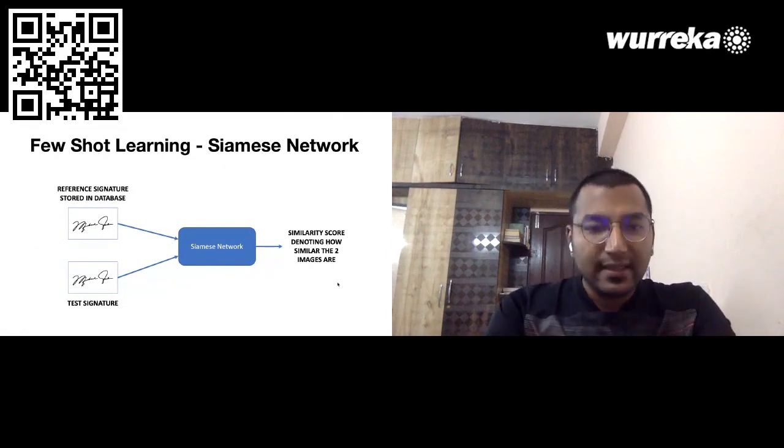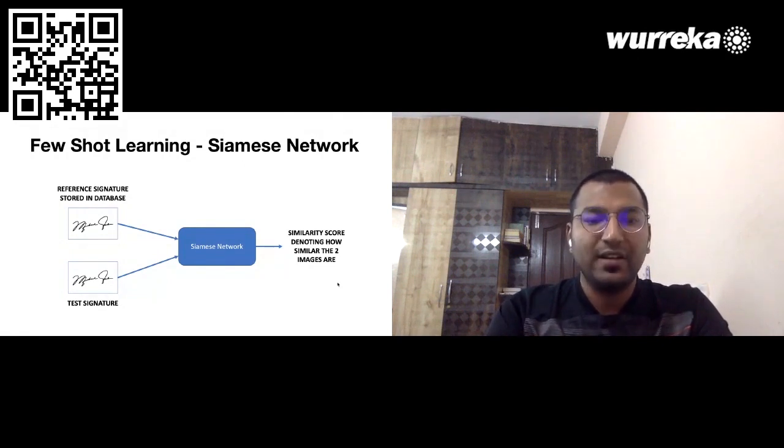Now, typically, this similarity score is squished between 0 and 1 using a sigmoid function, where 0 denotes no similarity and 1 denotes full similarity. Any number between 0 and 1 is interpreted accordingly. So we shall use a Siamese network, which is one such example of few-shot learning.